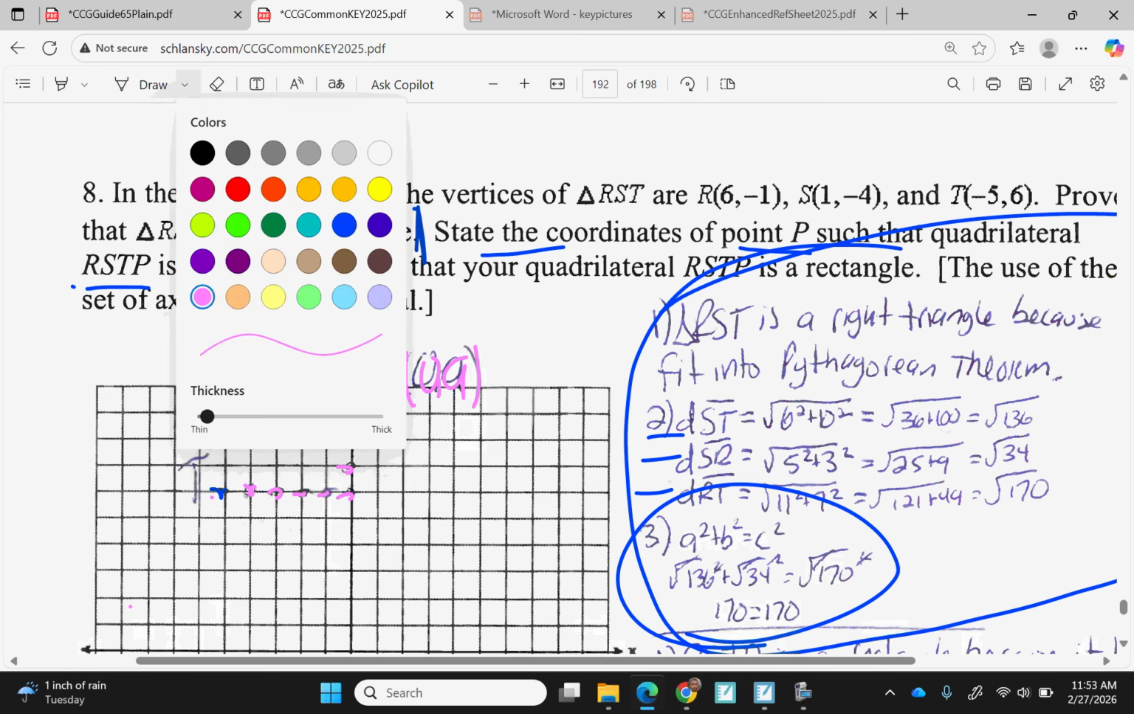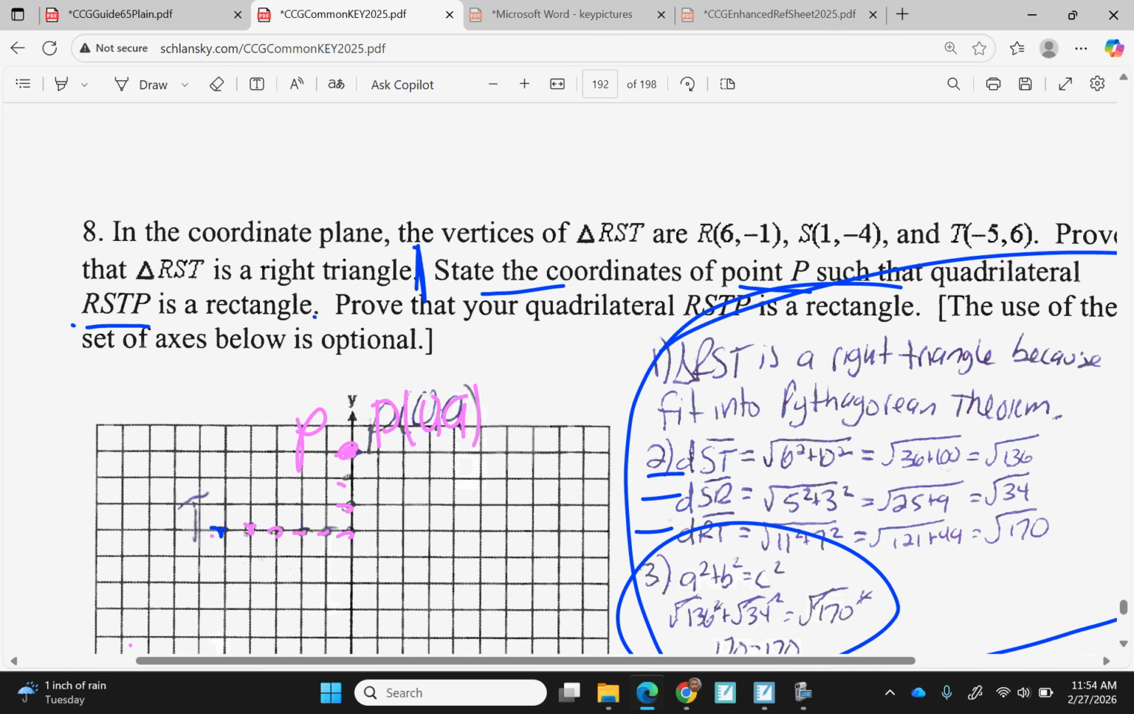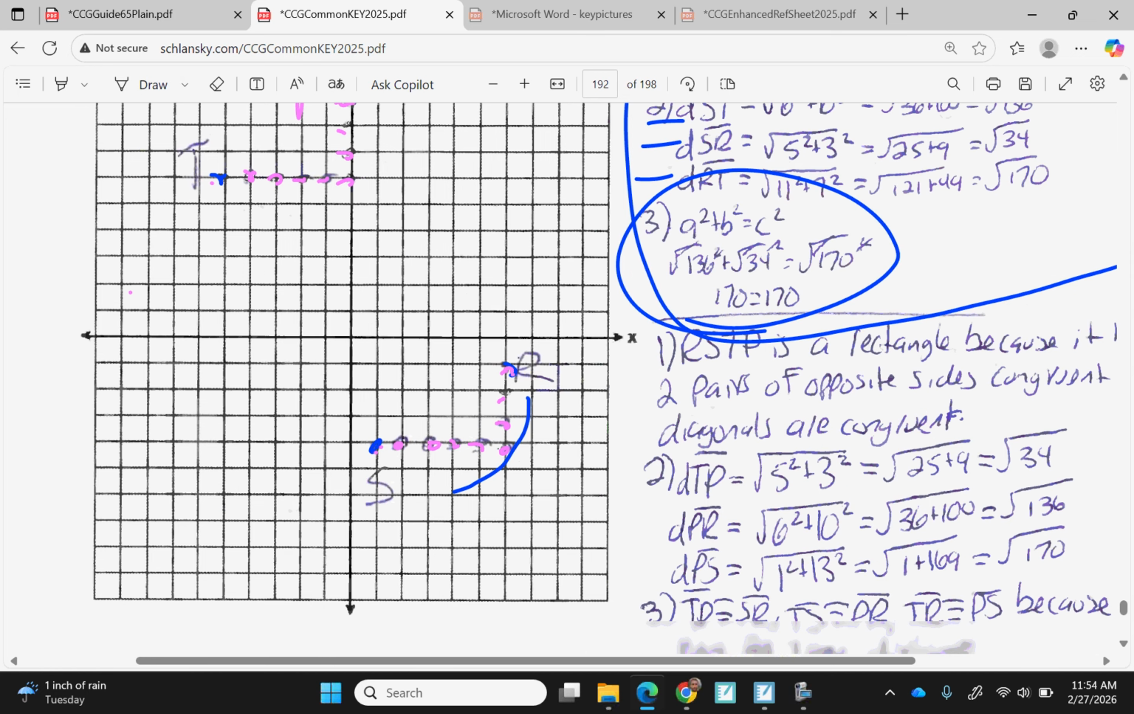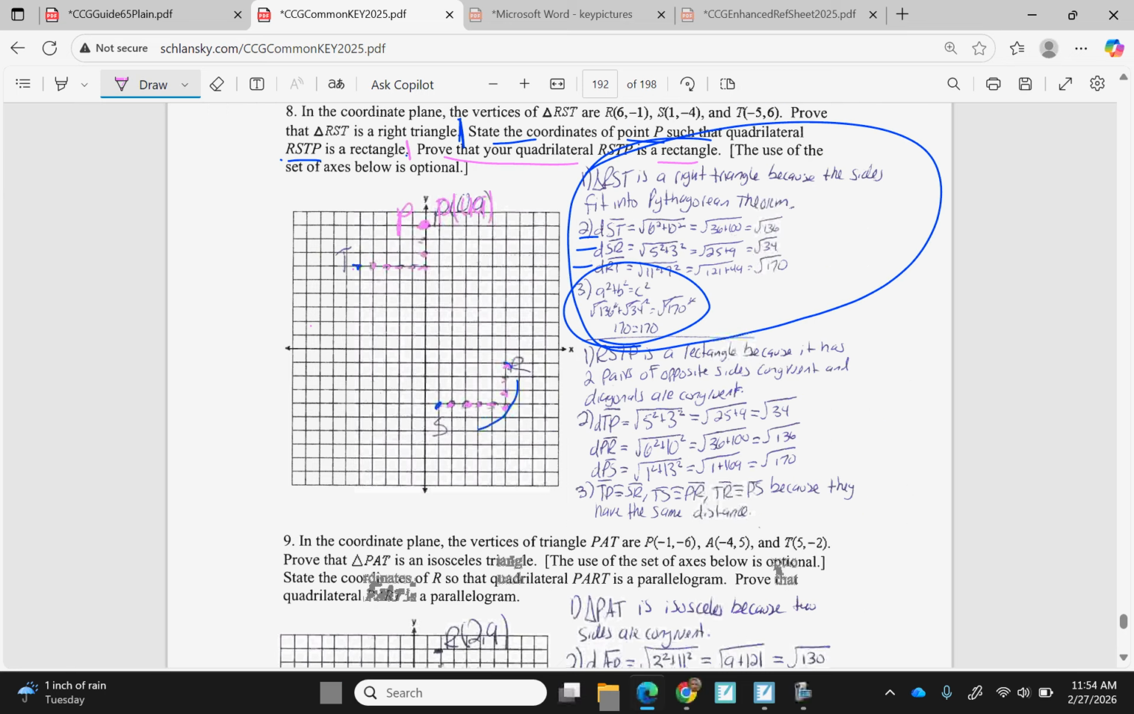Now it says to prove that RSTP is a rectangle. So I prove the rectangle. RSTP is a rectangle because I go back to my list. It has 2 pairs of opposite sides congruent and diagonals congruent. I already did these 3 distances, so I don't have to do those 3 again. I do the other 3 distances. And then I state what's congruent because they have the same distance.